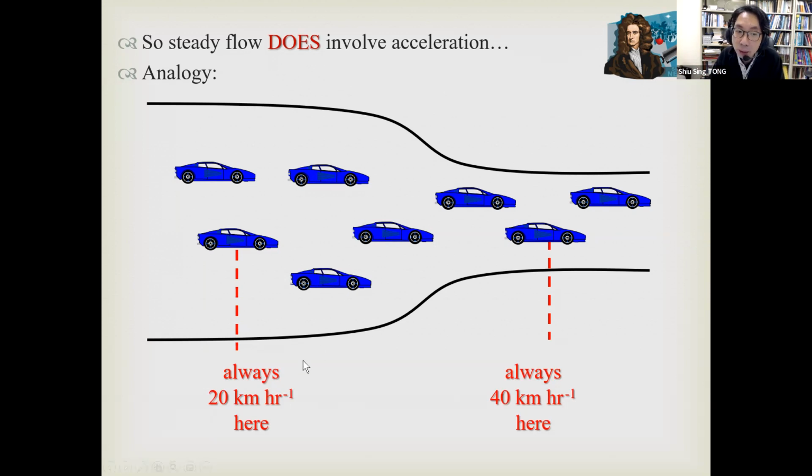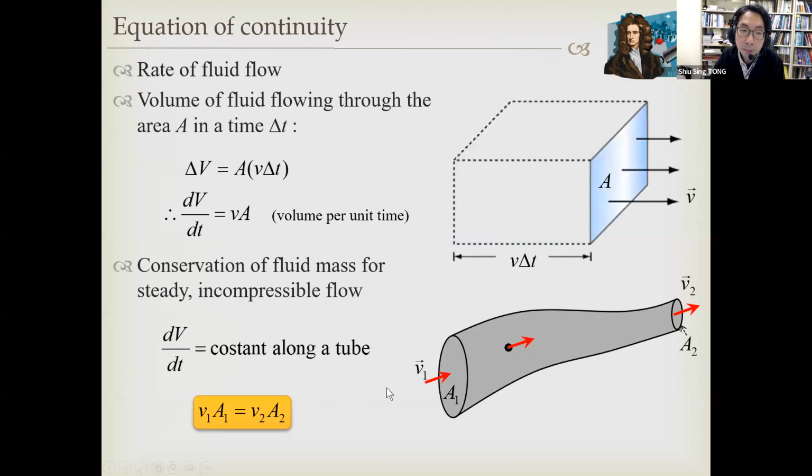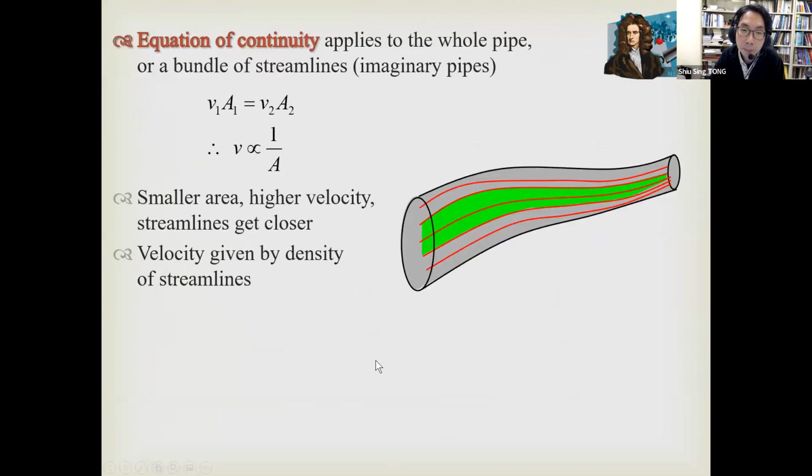Okay, so that's why you have different velocity and different cross-sectional area. Remember, when you have steady flow, you always have a smaller velocity at a position with a larger cross-sectional area, and you have a higher velocity at a position where you have a smaller cross-sectional area.